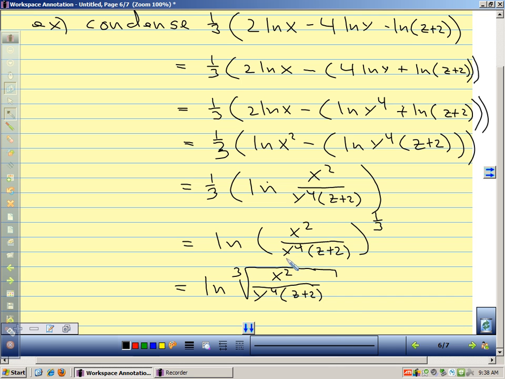Either of these are the same and would be fine. So if we condense this, this is what we get. When we expand, we want to write it as adding and subtracting. When we condense, we want to get it all into one logarithm. Questions on that?